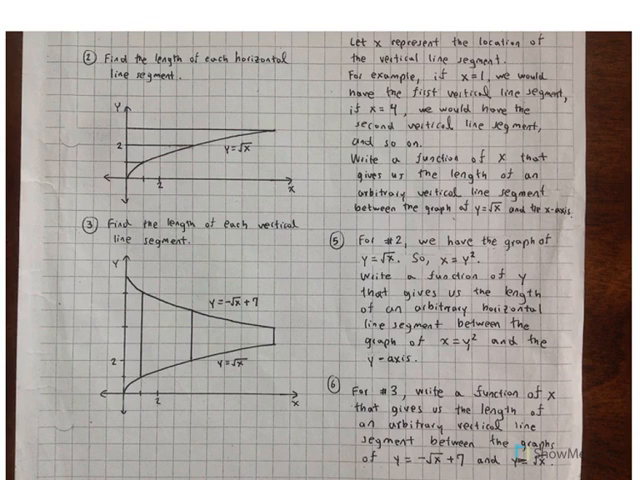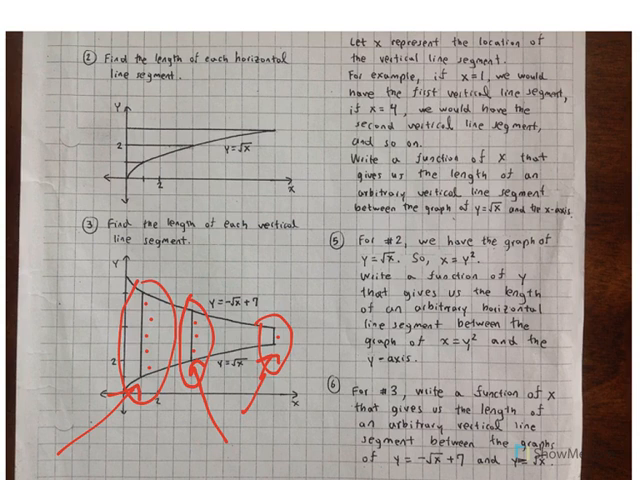Now we go on to number 3. Find the length of each vertical line segment. And again, just like we did in number 1, we could simply count 1, 2, 3, 4, 5 for the length of the first vertical line segment between the two graphs, 1, 2, 3 for the length of the second vertical line segment between the two graphs, and 1 for the length of the third vertical line segment between the two graphs. But where is each one located? This one is located at x is equal to 1. This one is located at x is equal to 4. And this one is located at x is equal to 9.